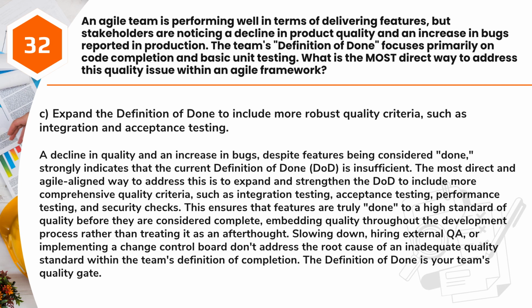The most direct and Agile-aligned way to address this is to expand and strengthen the DoD to include more comprehensive quality criteria, such as integration testing, acceptance testing, performance testing, and security checks. This ensures that features are truly done to a high standard of quality before they are considered complete, embedding quality throughout the development process rather than treating it as an afterthought.